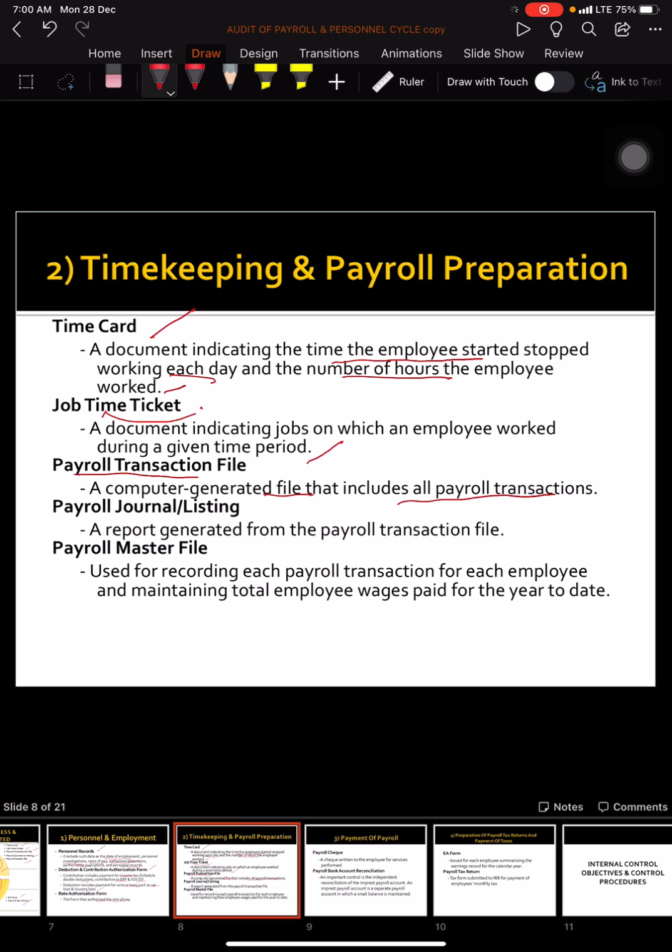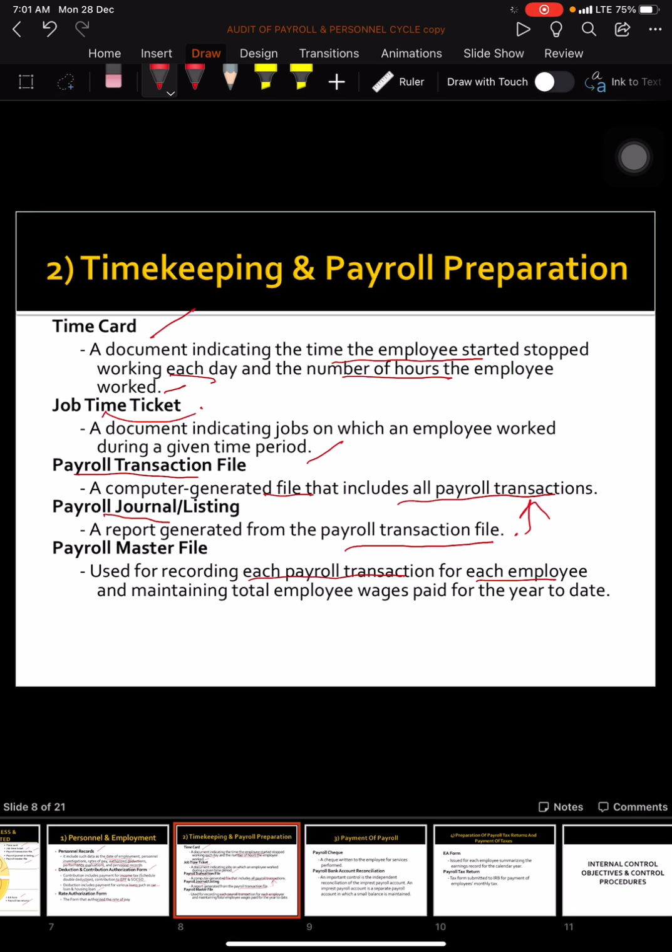Alright, so what is the payroll journal or payroll listing? A payroll journal is a report generated from the payroll transaction file. So this refers to the one on the top. And then the payroll master file is used for recording each payroll transaction for each employee.